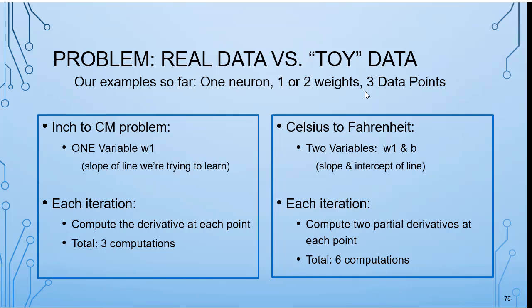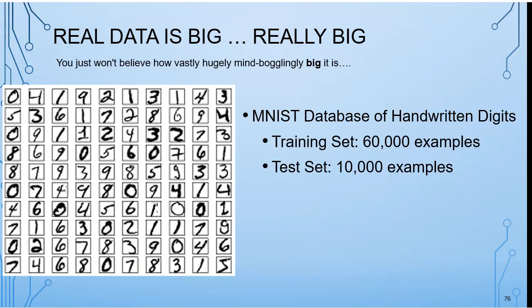We had two examples of pretty simple problems, right? One or two weights, three data points, not such a big deal. When we were looking at this recognized number problem, now we've got 60,000 examples for training and 10,000 examples as our test set.